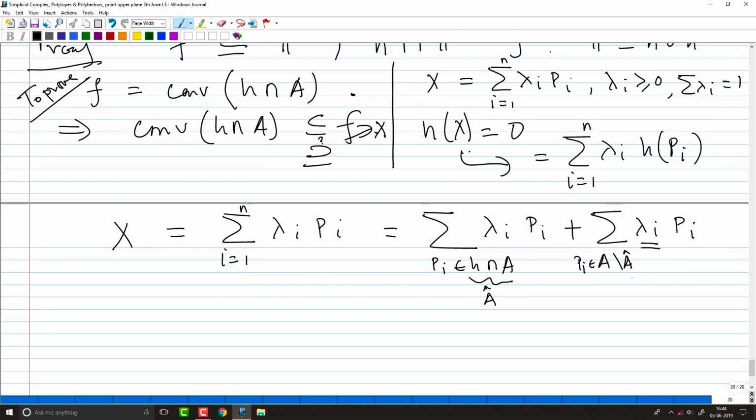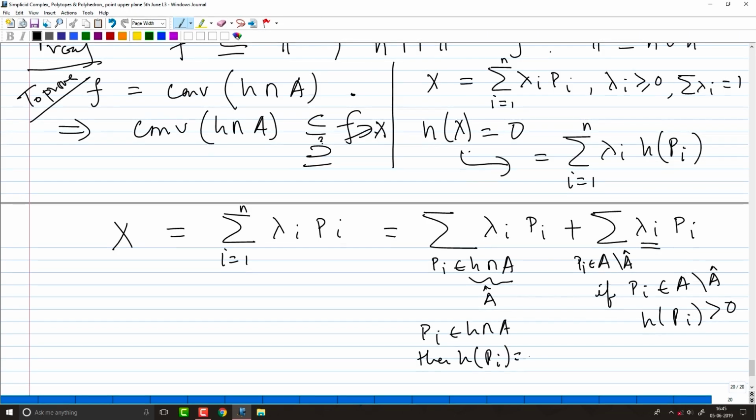Yes. Observe that if Pi belongs to A minus A hat, then H of Pi is greater than 0, because if H of Pi is equal to 0, that Pi should have been in the set H intersection A. And for Pi belonging to H intersection A, H of Pi is equal to 0.